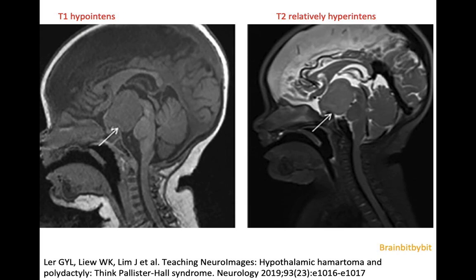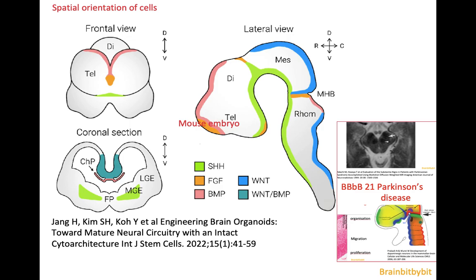Hamartomas can also be part of a syndrome, for example, Pallister-Hall, which is quite rare with only 100 cases worldwide. And the thing with hamartomas in a syndrome is that it can teach you something about the pathogenesis. In Pallister-Hall, there's an identified protein, and we're going to talk about the protein in Pallister-Hall a little bit.